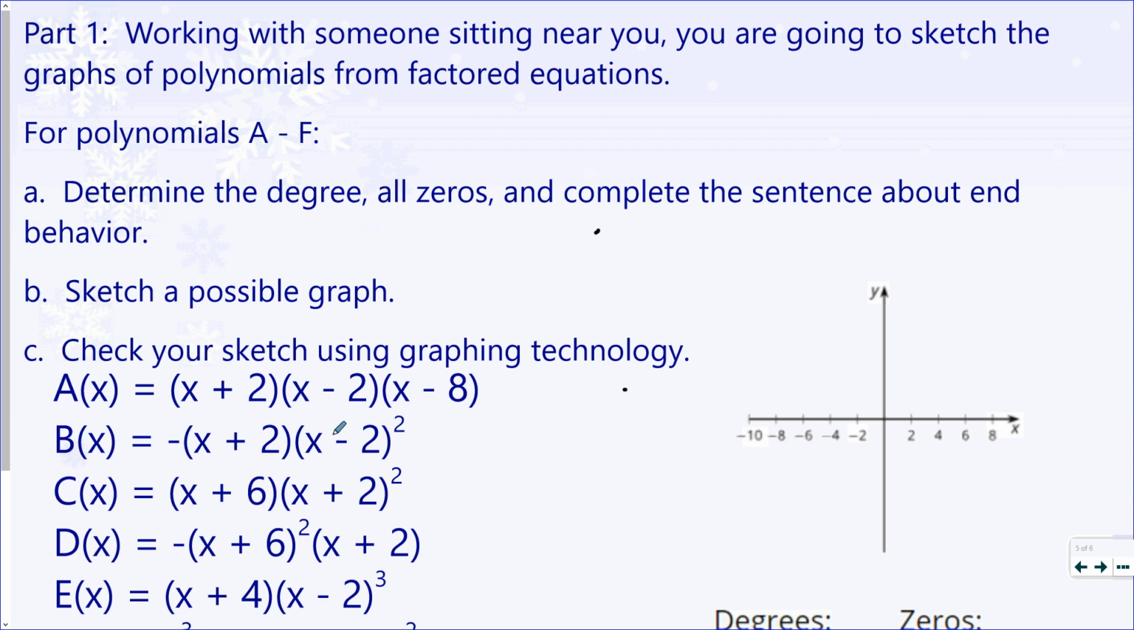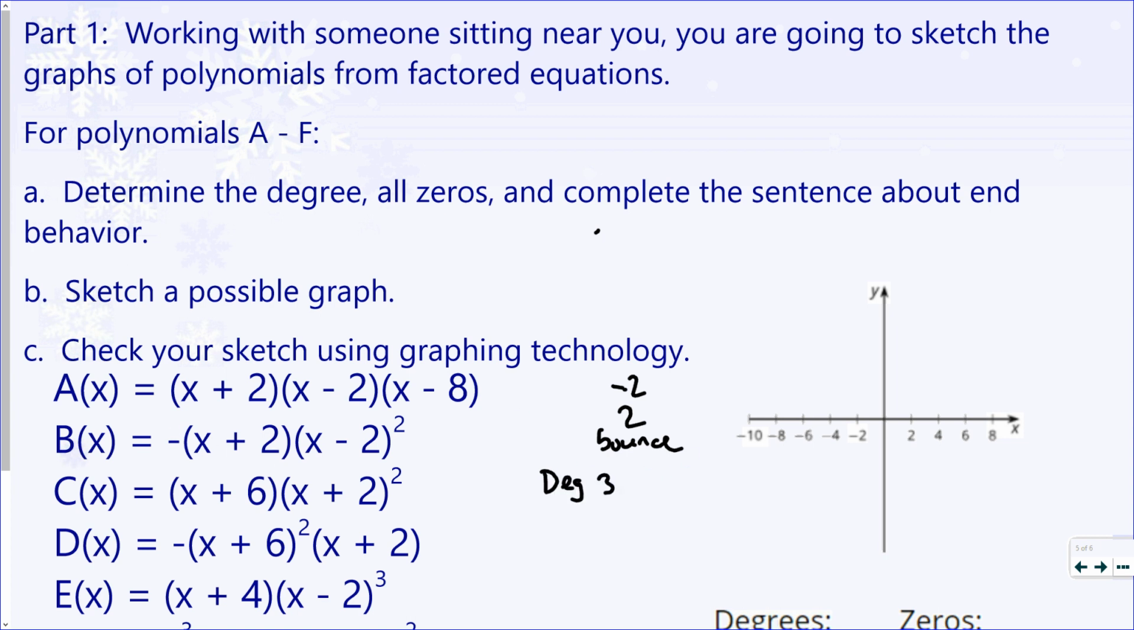Negative x plus 2, x minus 2 squared. Okay, so what's going on with this one? It's got two x-intercepts. It's got one at -2 and +2. Now this one here is squared, so this one's going to be a bounce. Anything else you notice in this one? It's negative. Okay, so what's the degree of this one? It's got an x, it's got an x squared term, but it starts with a negative, so it's a degree 3.